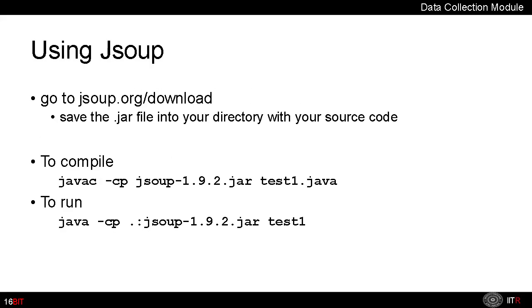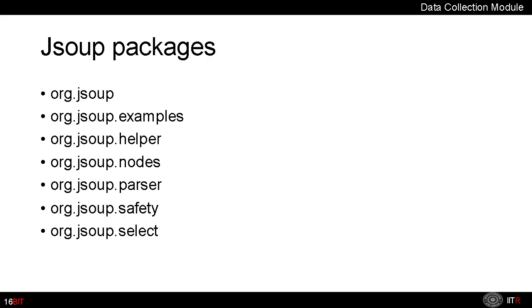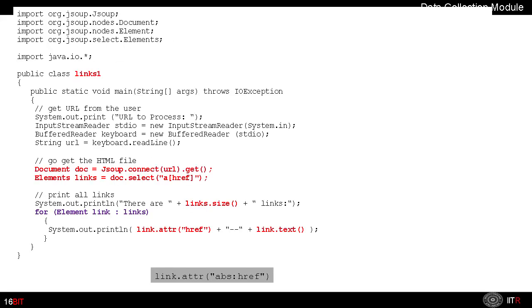So along comes JSoup as an API. And just like HtmlEditorKit, its goal is to be able to do some kind of parsing of HTML. But it's a little bit more modern, and it's designed to be a little bit more robust. So the JSoup API comes with a series of packages, a parser, a selector, helper, some examples, and it's built into the distro for the Java for Programmers code.